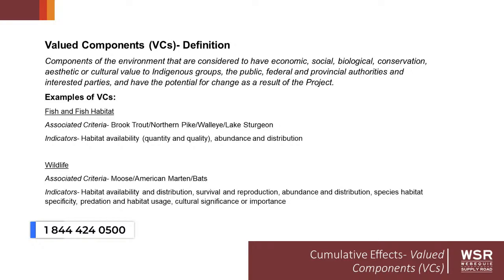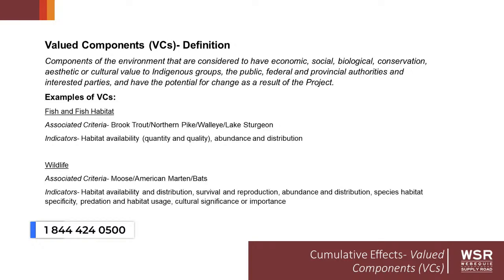Another example would be wildlife. With wildlife, the associated criteria could be moose or the American marten or bats. The indicators or measuring tools would be habitat availability and distribution, survival and reproduction, abundance and distribution, species habitat specificity. So, what specific types of habitat do species require, maybe at different stages of life, whether it's breeding or rearing their young, things like that. Predation and habitat usage, cultural significance or importance. All these indicators are ways of measuring impacts associated with wildlife, for example.